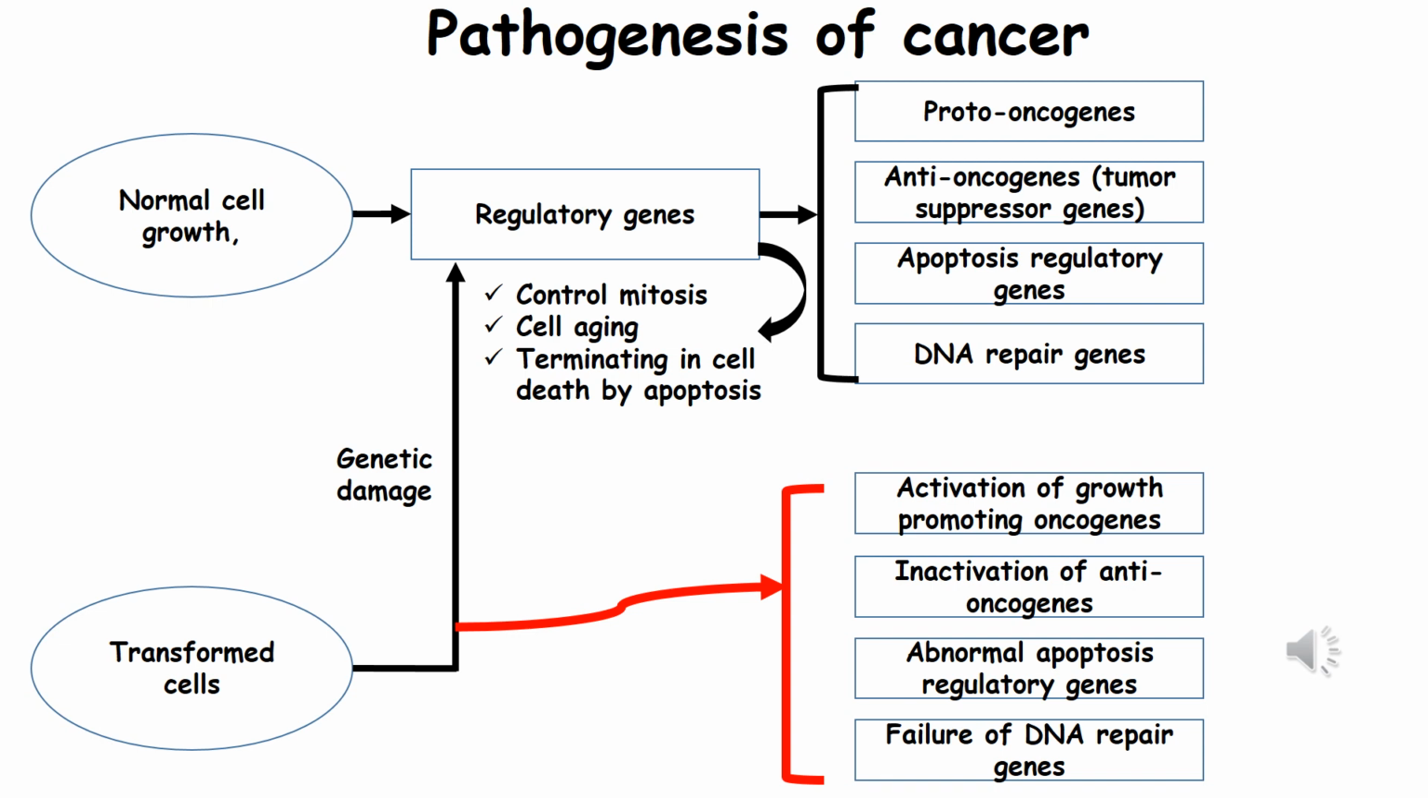And then next is abnormal apoptosis regulatory genes. So this may act as oncogenes or anti-oncogenes, and accordingly these genes may be active in dominant or recessive form. Then there is failure of DNA repair genes, and thus inability to repair the DNA damage, resulting in mutations.